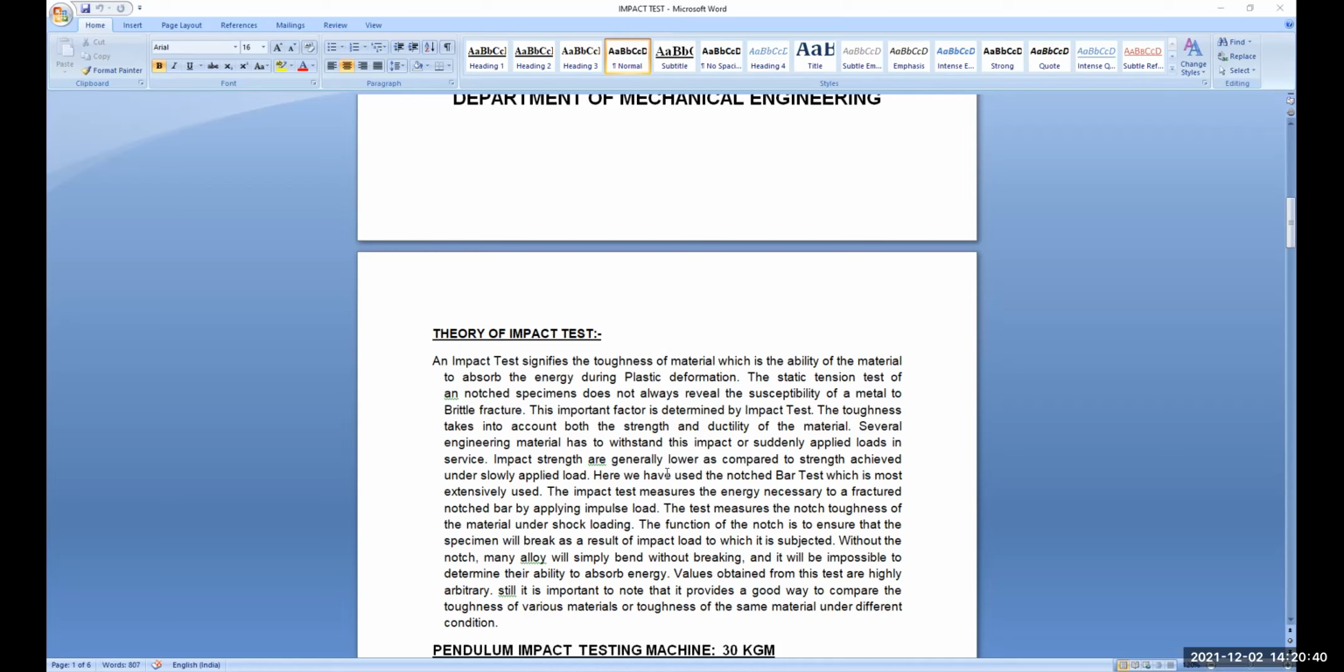And this important factor, the amount of energy required when applied by means of impact, is given by the impact test. Toughness takes into account both the strength and the ductility of the material. Tough material means it is strong, it can take a lot of additional load, and it is ductile, meaning it can be drawn into wire, and so it is not brittle. It can be deformed to make a permanent shape.